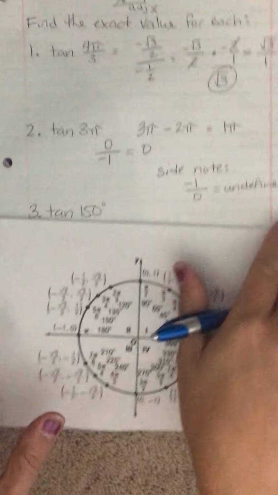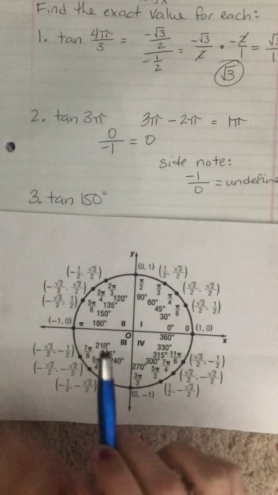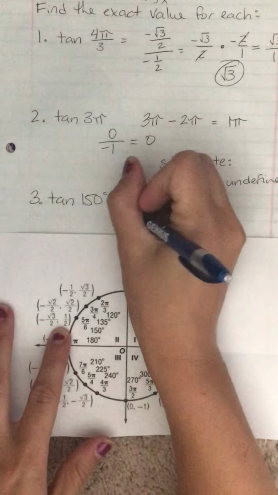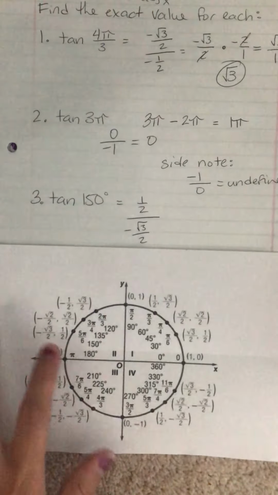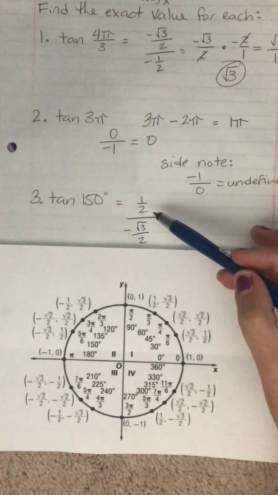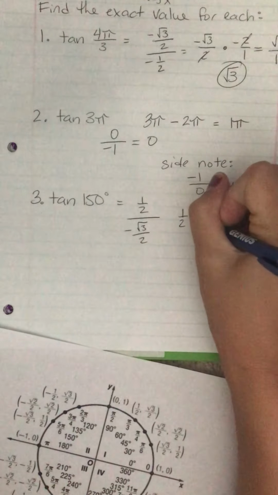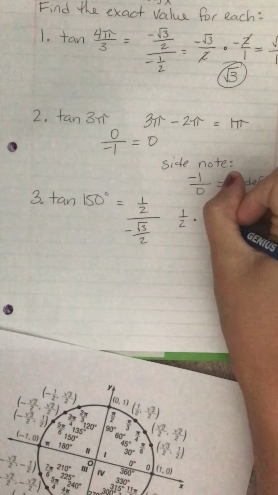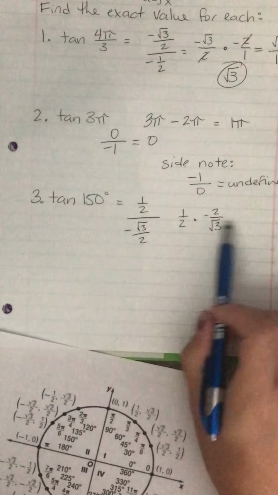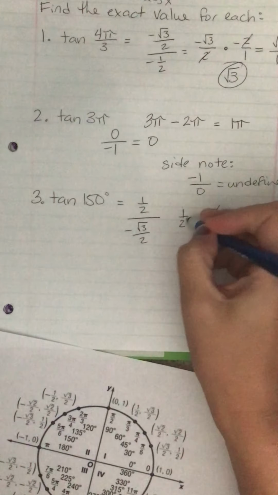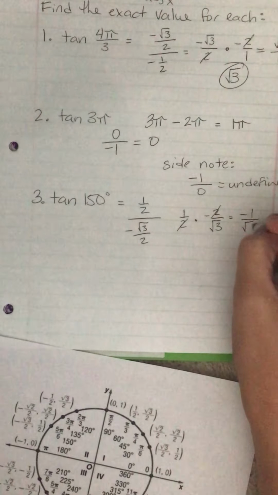All right, one more. Tangent of 150. So again, find 150. Use our ratio of y over x. So we have 1/2 over negative square root of 3 over 2. Again, dividing fractions, keep it, change it, flip it. So we have 1/2 times, flip the second fraction. And again, you could multiply straight across, or you can simplify. The 2 over 2 would reduce to 1. So we have negative 1 over the square root of 3.